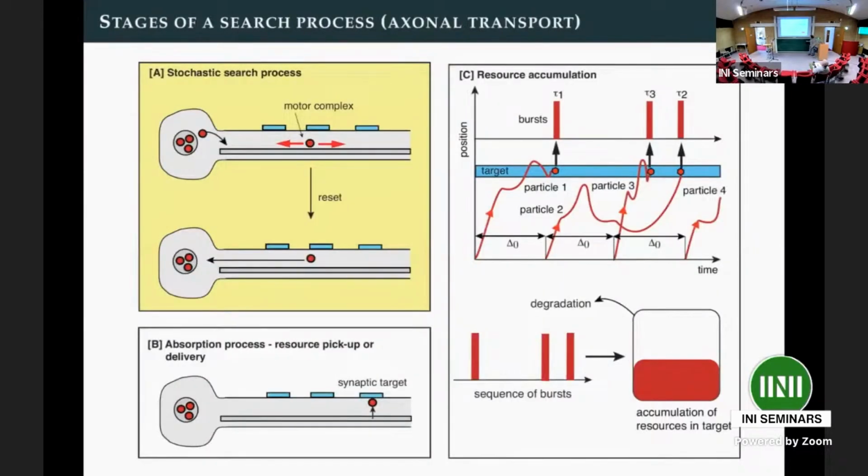So yesterday, I focused on a search process and the absorption process for finding a target, and talked mainly about what happens when this is a complex process, which is typically non-Markovian. Today, I'm going to focus on the effects of reset on a search process.